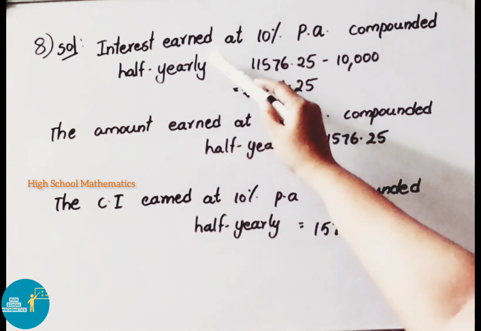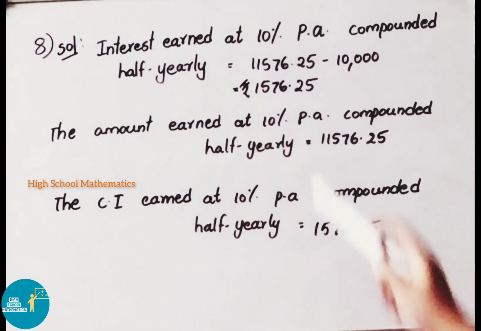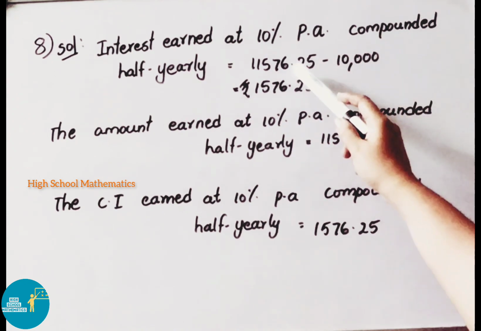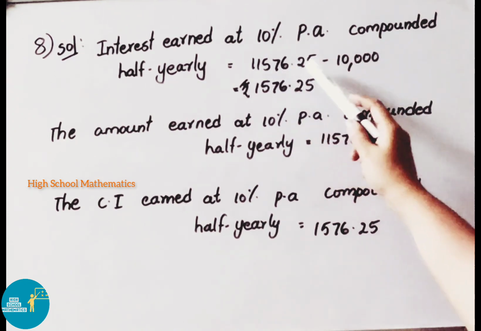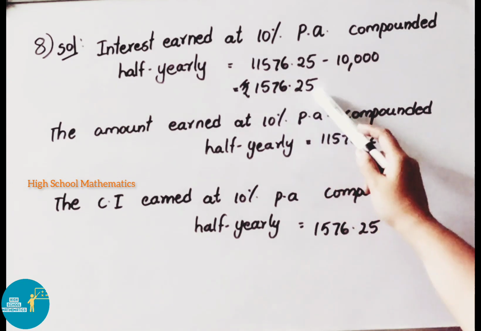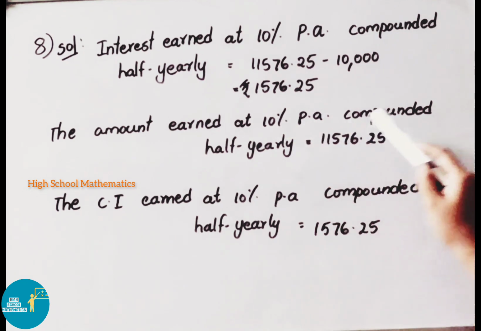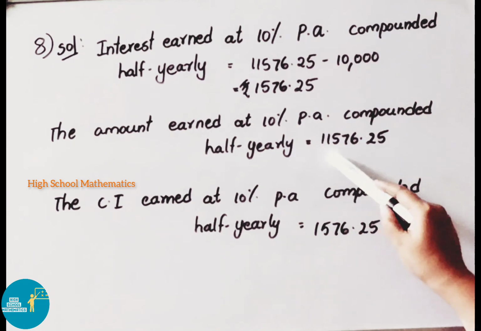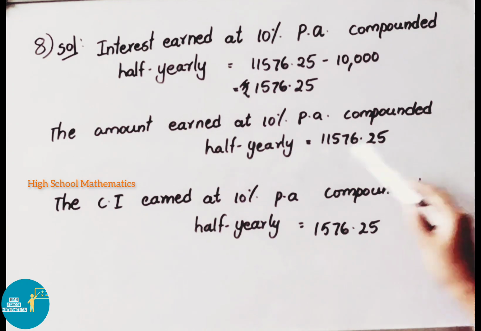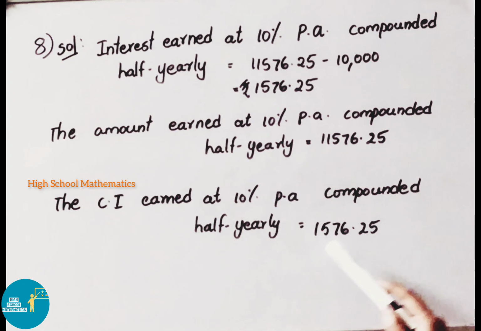See now, interest earned at 10% per annum compounded half yearly equals amount minus principal. Amount is 11,576 rupees 25 paise minus principal amount 10,000. On subtracting both we get 1,576 rupees 25 paise. Therefore, the amount at 10% per annum compounded half yearly is 11,576 rupees 25 paise, and the compound interest earned will be 1,576 rupees 25 paise.